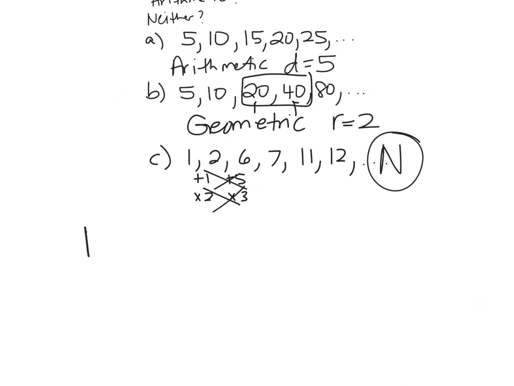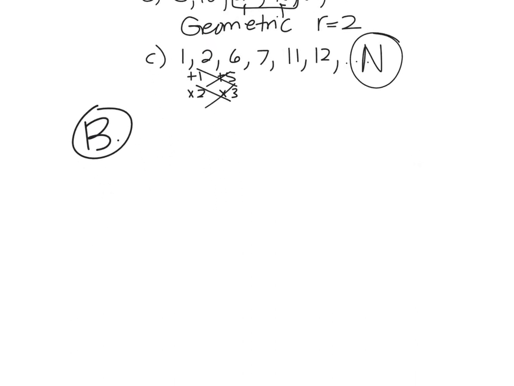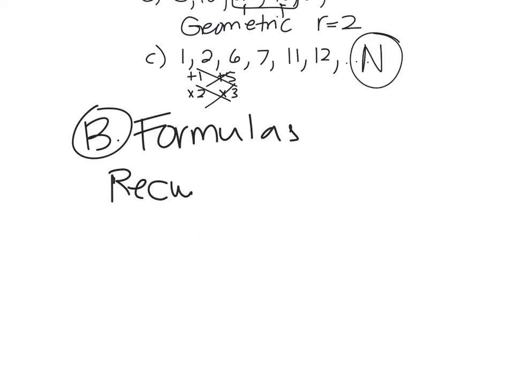Part B. So part A was just describing what a geometric sequence is. Part B, I'm going to give you the formulas. They're on the board already. We have 2 types of formulas here. Just like arithmetic, we have a recursive formula and explicit. Okay, here's the recursive formula for a geometric sequence.